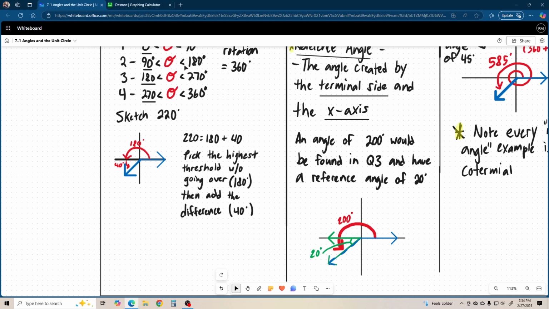So, all right, that would be sketching 220 degrees. It would be 180 plus the 40. And we'll start to talk about reference angles a little more, but understanding this little 40 piece is actually going to be very important going forward.